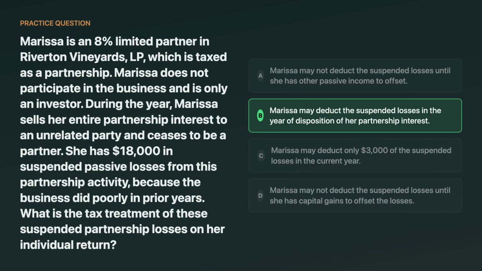The correct answer is, she may deduct the suspended losses in the year she disposes of her entire interest. When you fully dispose of a passive activity in a fully taxable transaction to an unrelated party, the suspended passive losses are released. A tempting wrong choice is that they stay suspended until she has passive income, but that's only when she still owns the activity.